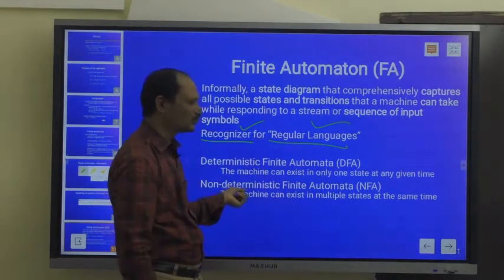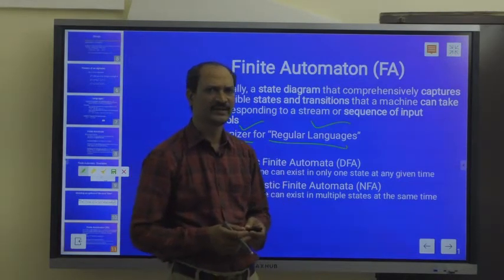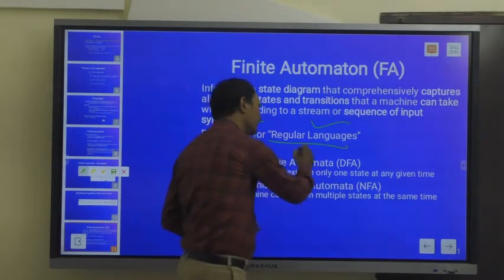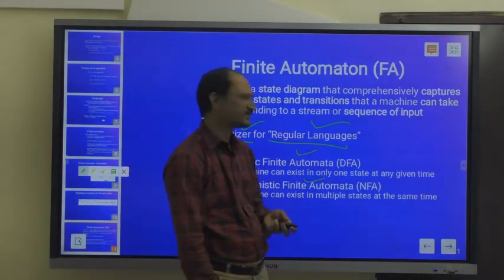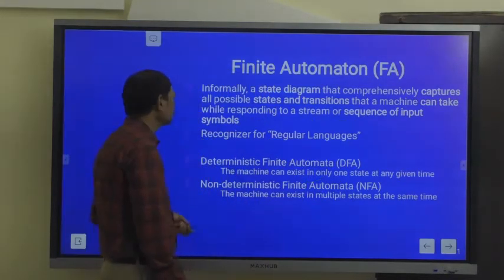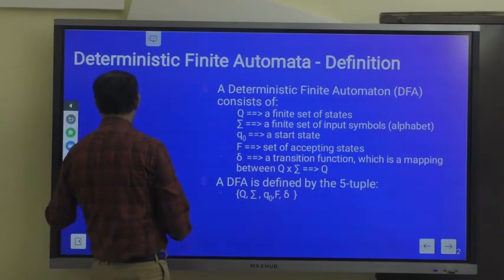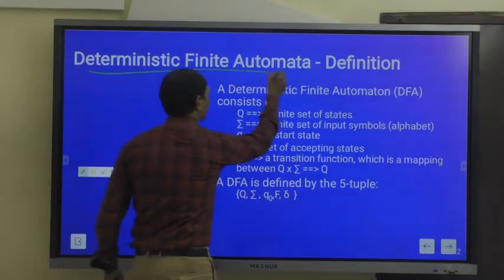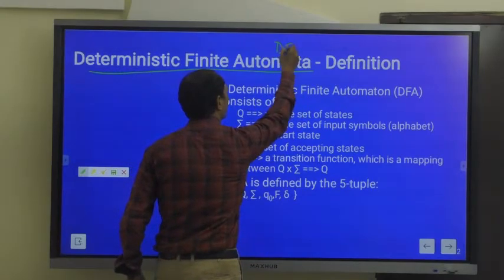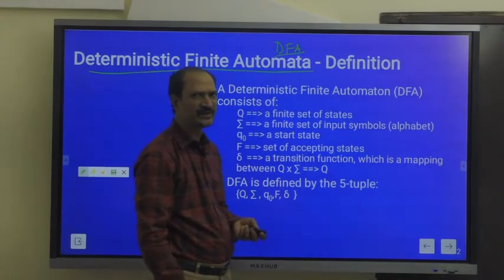Now we are going to have two types of automata here. One is the deterministic finite automata, and the second one is the non-deterministic finite automata. We are going to explain them in the next concept. As the name indicates, this is the deterministic finite automata. We always use the word DFA. DFA stands for deterministic finite automata.